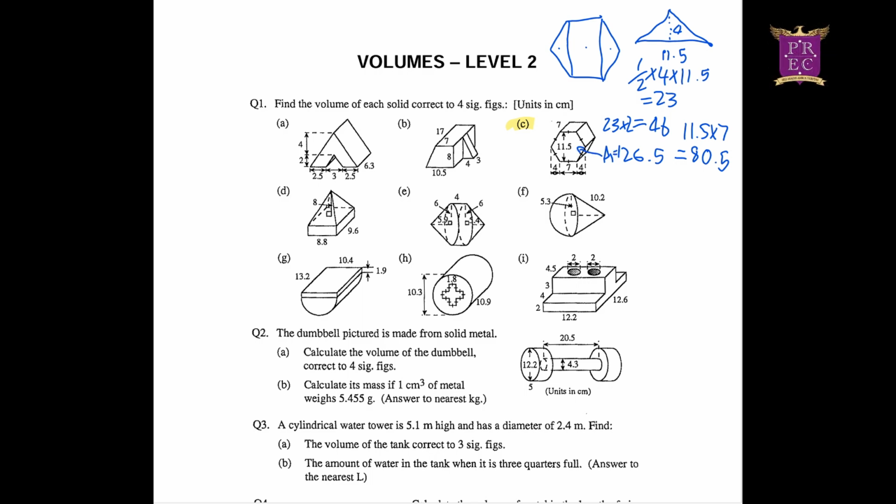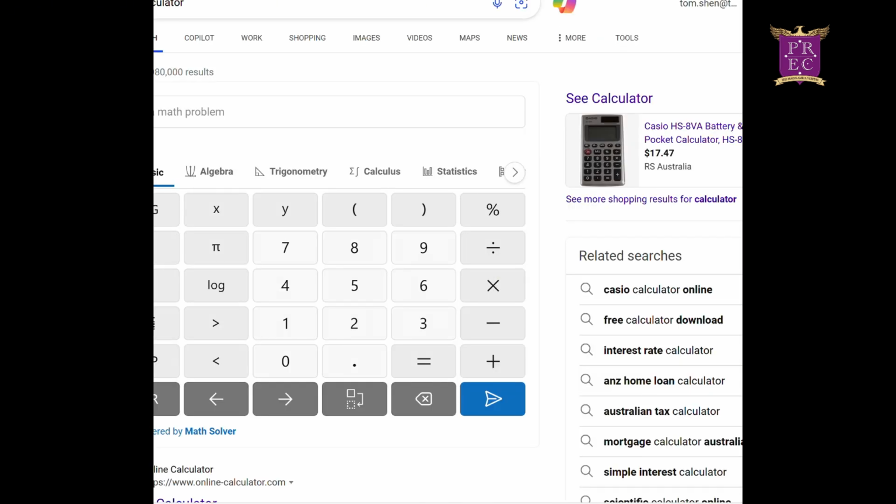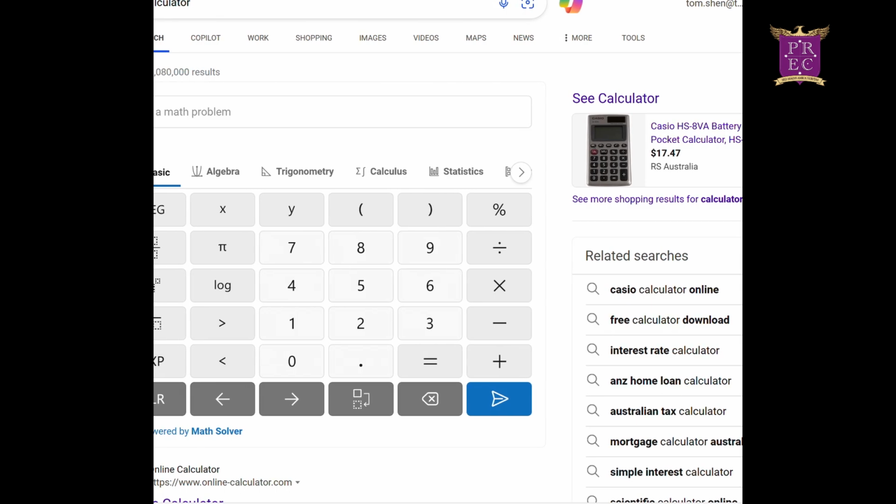What do we need now? We need the length of the hexagonal prism, which is 7. What do we do with the length? We times the length by the area of the hexagon. So we just do 7 times 126.5. Let's put that in the calculator.